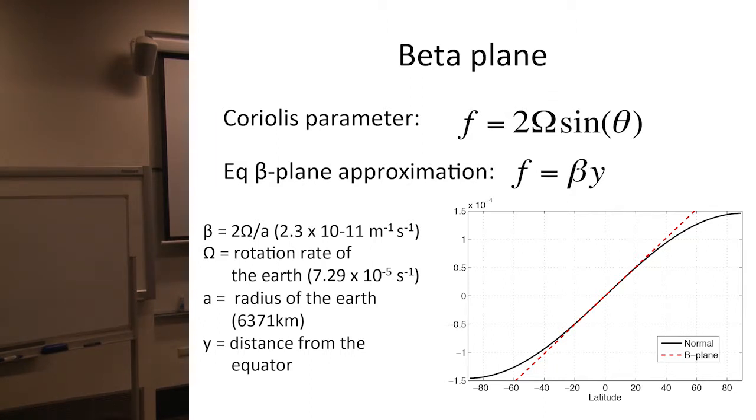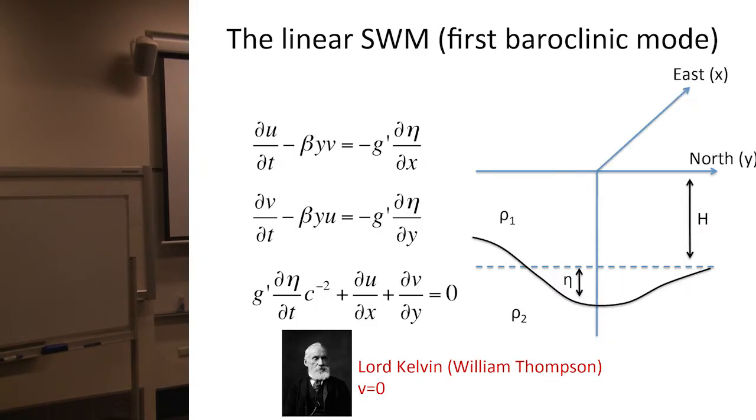And you can see it does a really good job between plus or minus 30 degrees, so in those tropical latitudes. Outside of this, it starts to get unrealistic. And the main reason we're using this is just to simplify it and make it easier to solve for the equations or the waves we're looking for. I think I have to slow down, sorry.